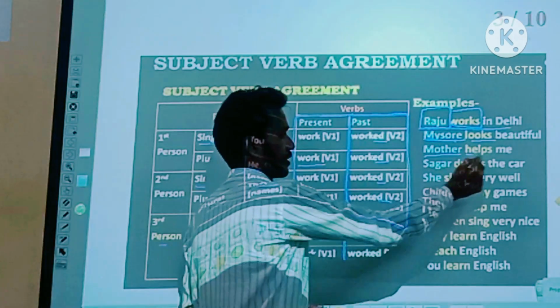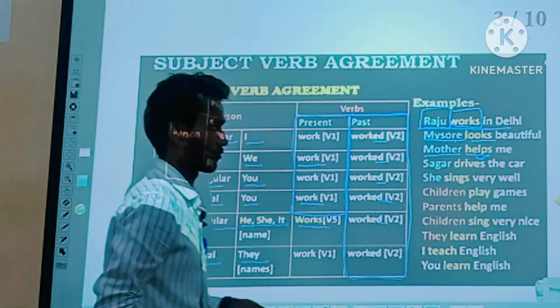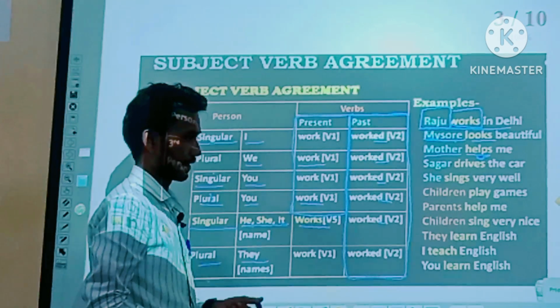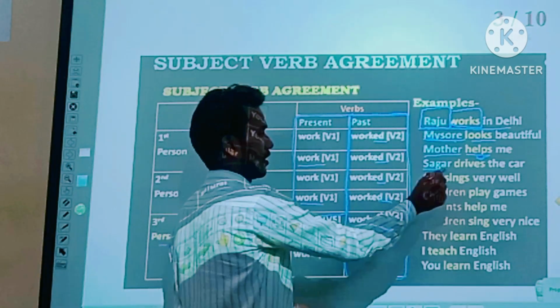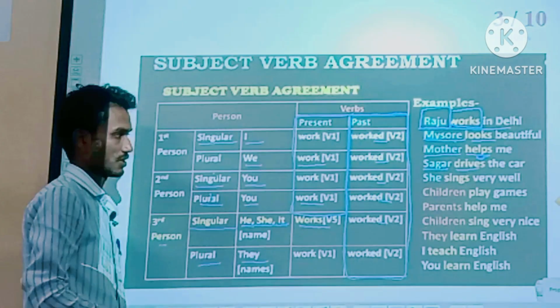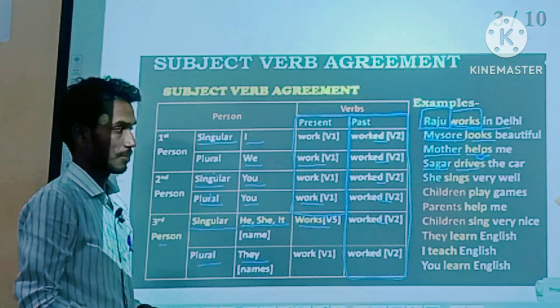So that's why the verb here is singular. Mother helps me. Sagar drives the car. Here Sagar is a singular subject and the verb should be singular. She sings very well. Children play games.